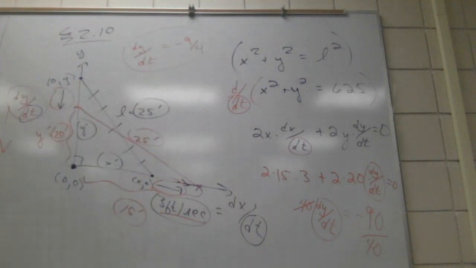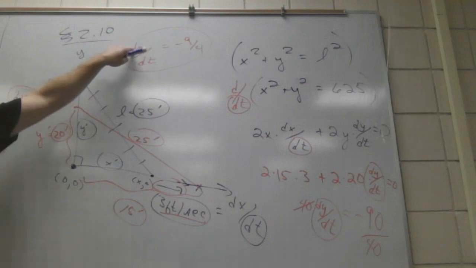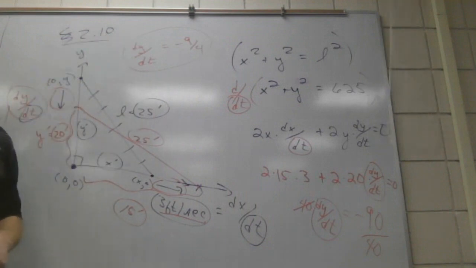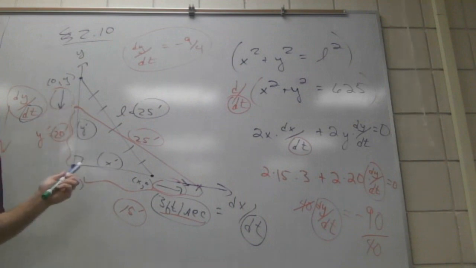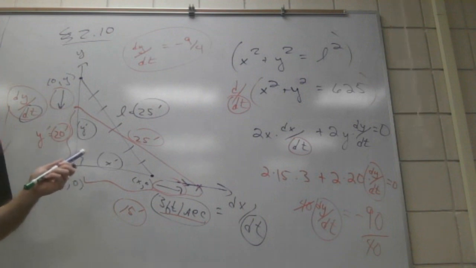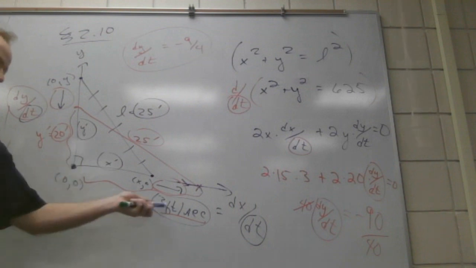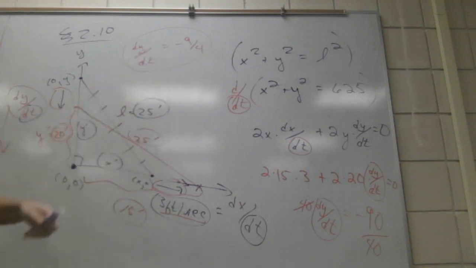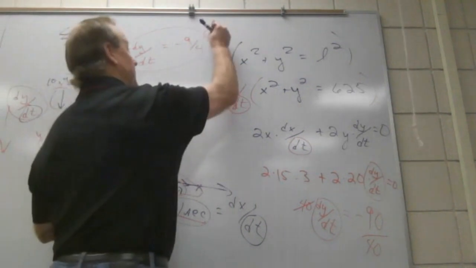Well, what does that really mean? What is the label for dy dt? Y is a distance, right? What distance? Feet? You just have a long weekend, didn't you? All right, zone back in. It's feet per second. But it's negative.